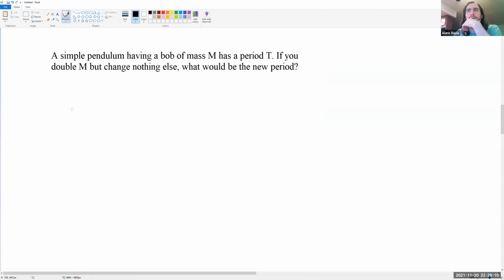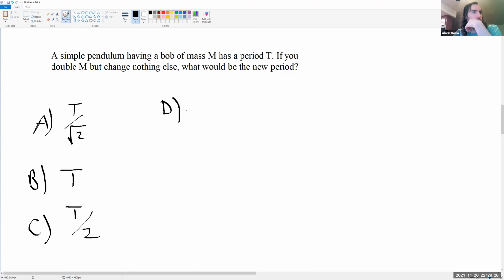And they give five choices here. They give T over square root of 2. So this was A. Answer B, they give T, so the same. Answer C, they give T over 2. Answer D, I think they mean T times square root 2, but it kind of looks like T raised to the power square root 2. I think it just looks strange in Mastering. And then E is 2T, so twice the period. So a simple pendulum having a bob mass of M has a period T. If you double M but change nothing else, what would be the new period?